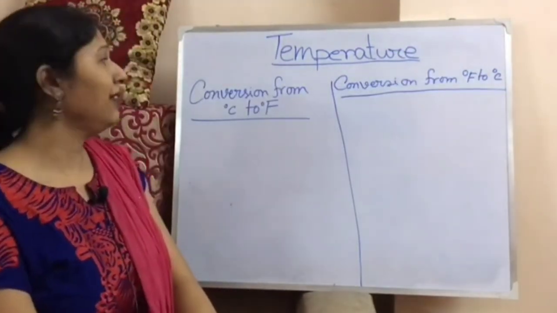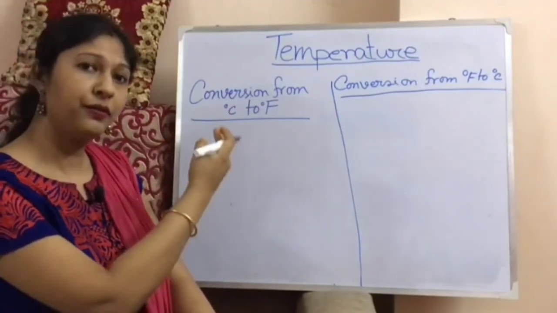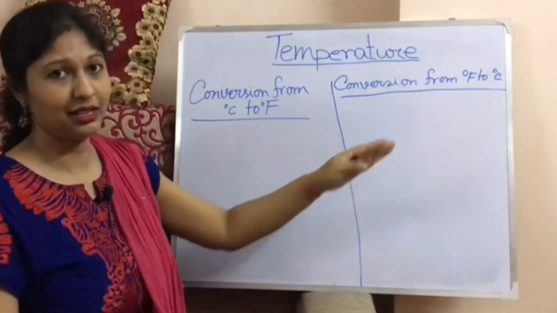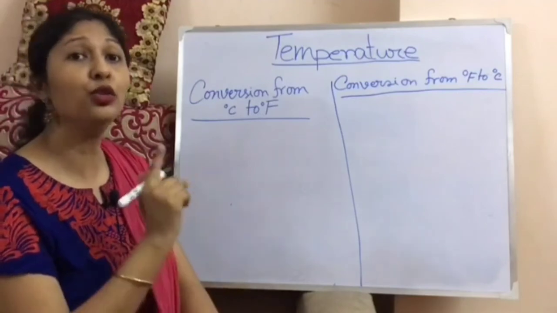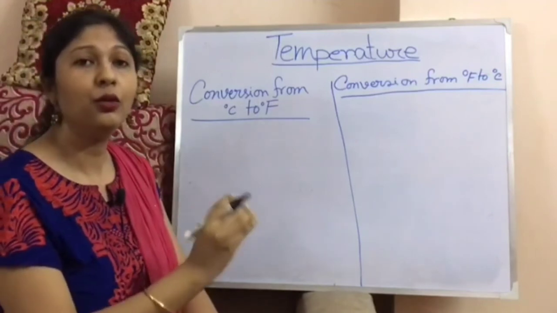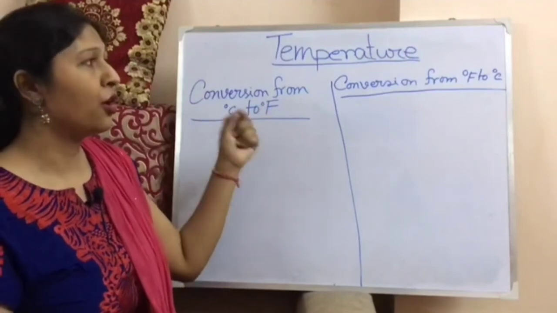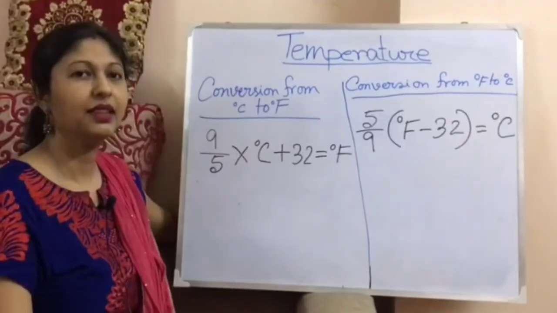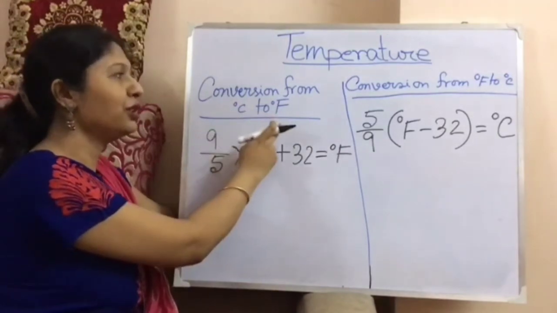Now we will learn how to convert degrees centigrade to Fahrenheit, and also how to convert Fahrenheit to centigrade. For both ways we should first know the formula. There are two formulas. Using those formulas we can convert any Celsius to Fahrenheit or any Fahrenheit to Celsius. Now I am going to show you how to convert centigrade to Fahrenheit.